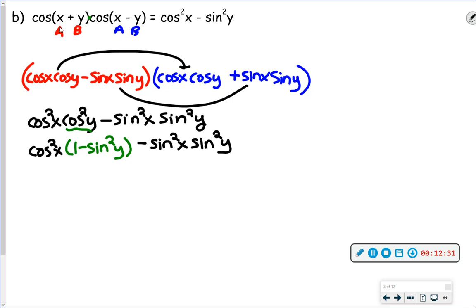Okay, moving on. So I'm looking at this, it looks like it's getting worse. My next logical step, I'm going to distribute. Cosine squared x times 1, cosine squared x times that. Watch your variables, x and then sine squared y. Keep on writing.